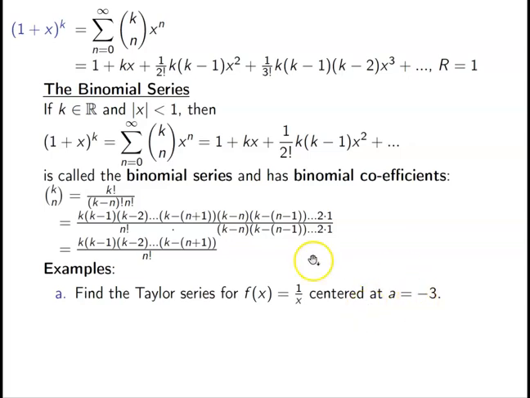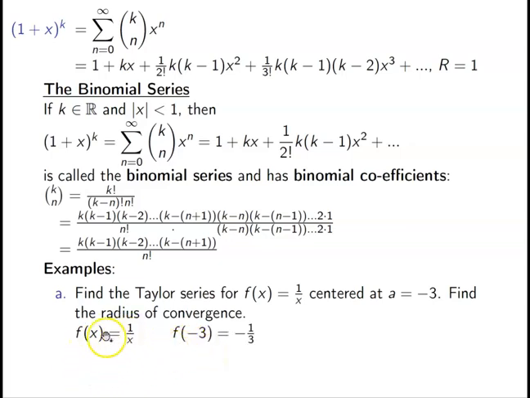This is a Taylor series, so it's a little bit more convoluted, although it's not terrible. We want to also find the radius of convergence. So our function is 1 over x. F of x evaluated at -3 is -1/3. We need to find some derivatives and evaluate them at -3.